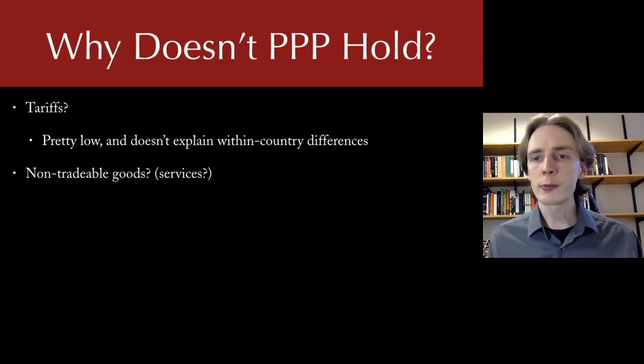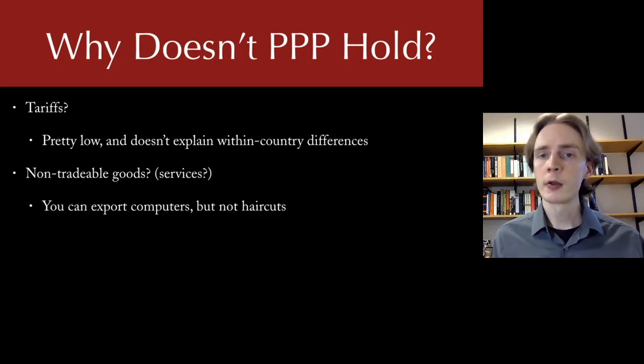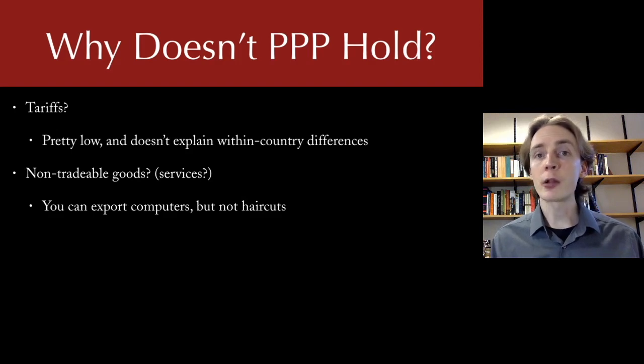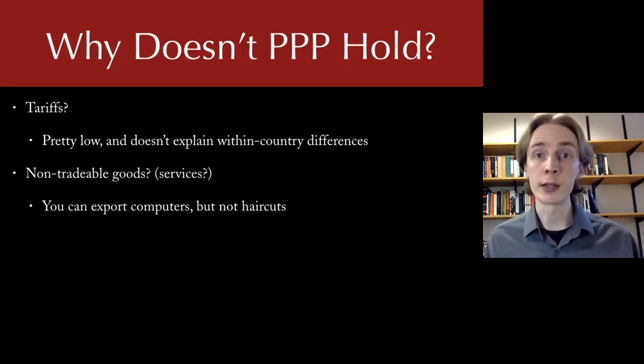Another example would be non-tradable goods and services. One example of this would be haircuts. It makes sense that you'd have a law of one price with computers, because computers are easy to ship from one country to another or one state to another. But a haircut, that's a little harder. You kind of have to be on site for that. So it's difficult for countries to export services. And so that might be a source of cost of living differences or purchasing power parity differences that don't go away.